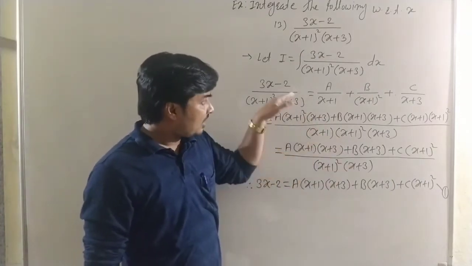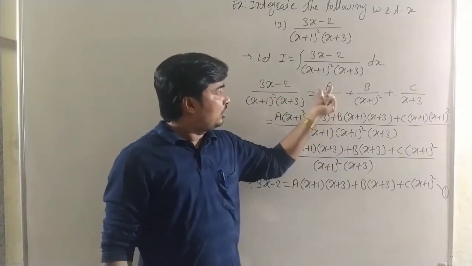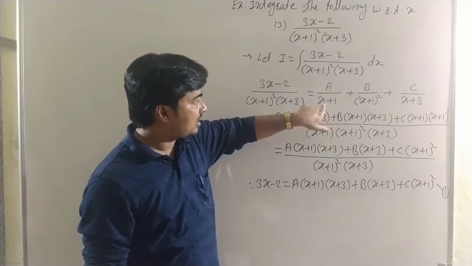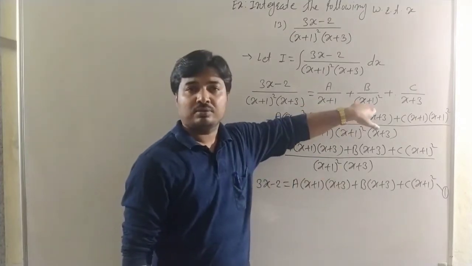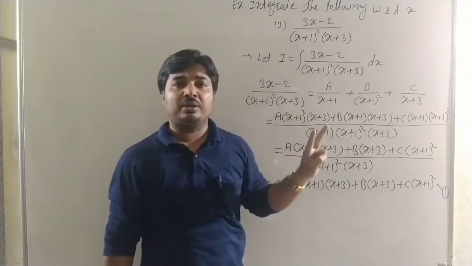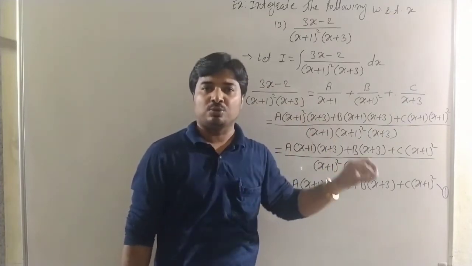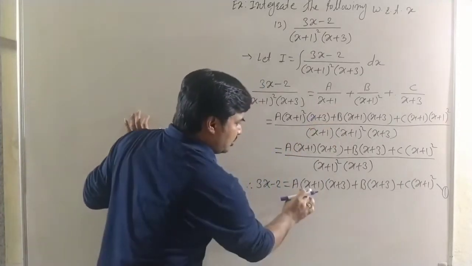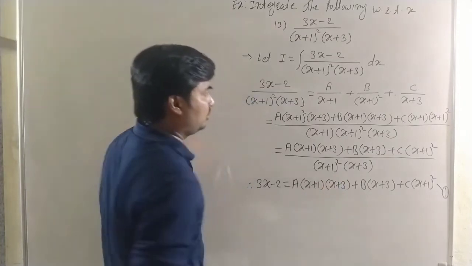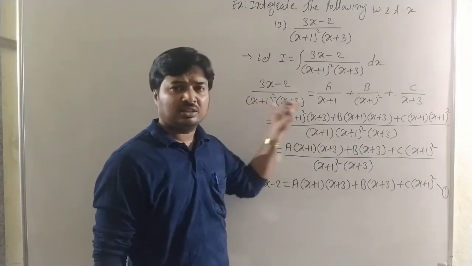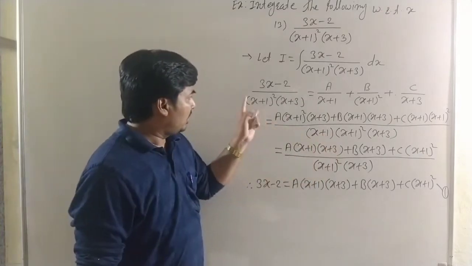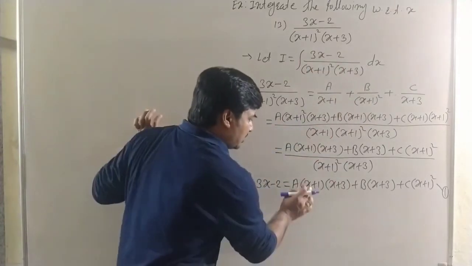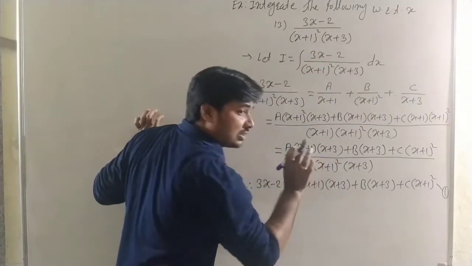Now here, in the repeated factor case, we want to find three constants A, B and C, but there are only two linear factors to substitute 0. What will be the procedure? First we put x plus 1 equal to 0, then we put x plus 3 equal to 0. There are three factors, but one is repeated, so we get the two factors, x plus 1 and x plus 3. So we put first x plus 1 equal to 0 and then x plus 3 equal to 0.